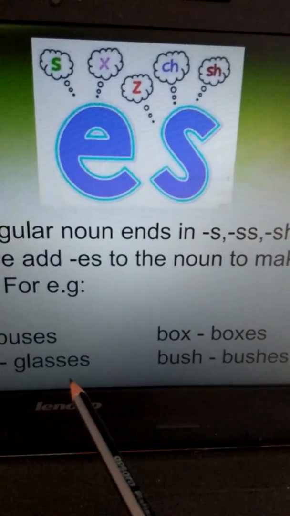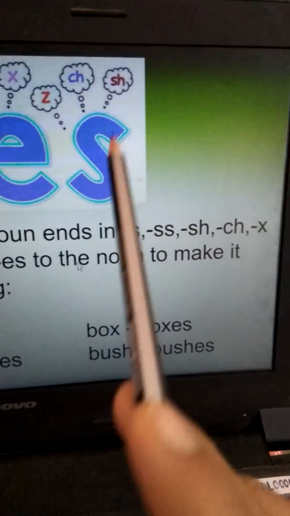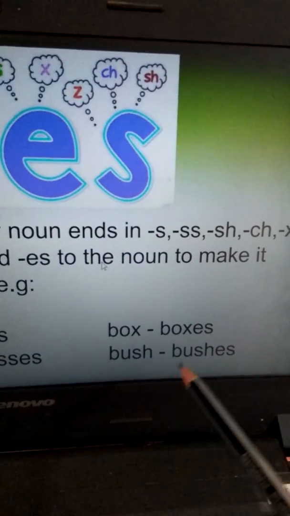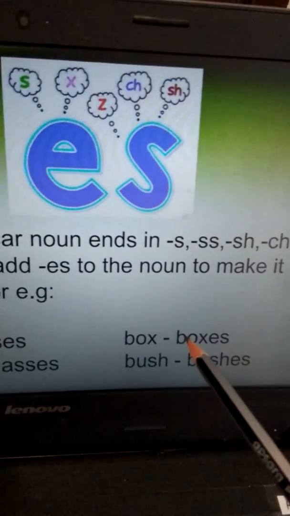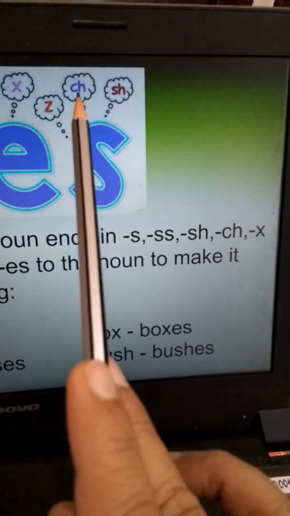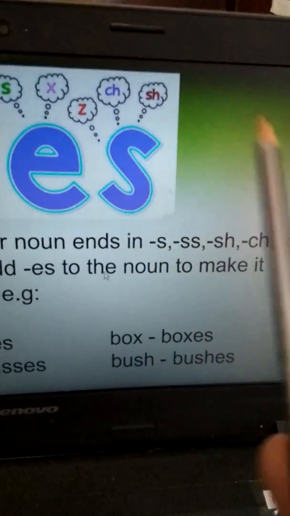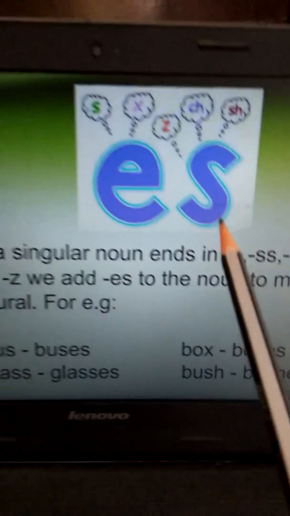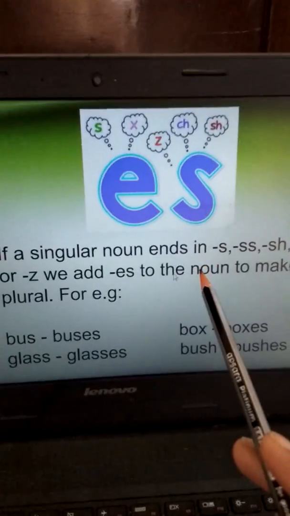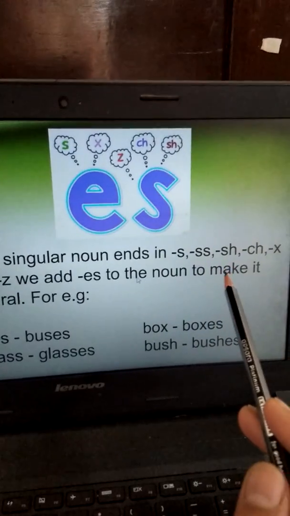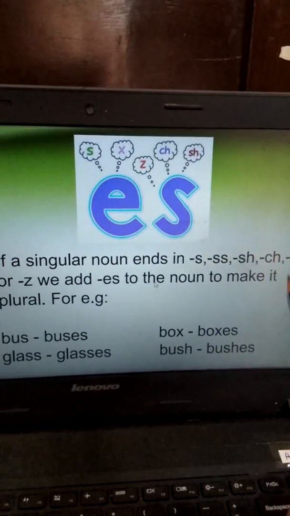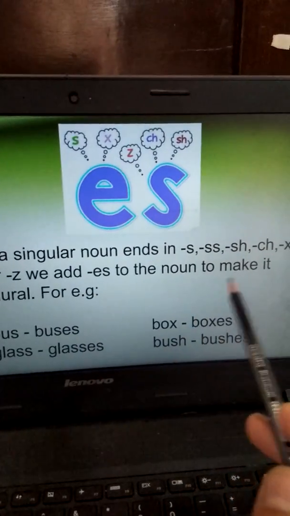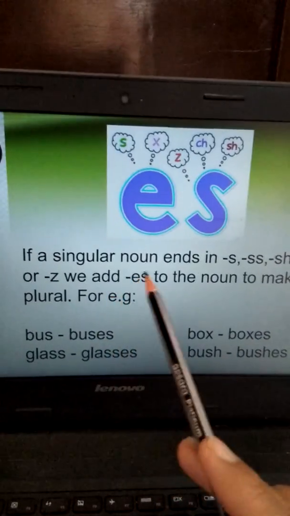Glass, glasses. Bush, it ends with SH. So, we add ES at the end. Bushes. Church, C-H-U-R-C-H, ends with CH. So, we add ES at the end. Churches. So, whenever a singular noun is ending with S, double S, SH, CH, X or Z, then we add ES to the noun to make it plural.